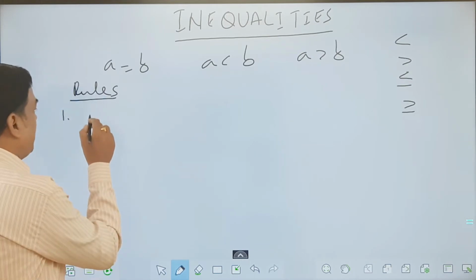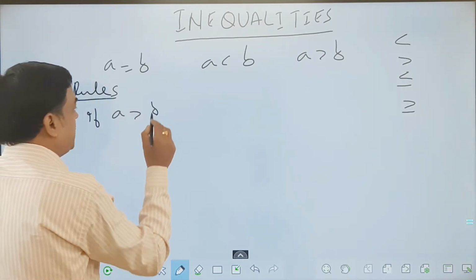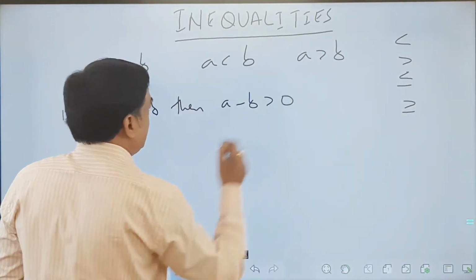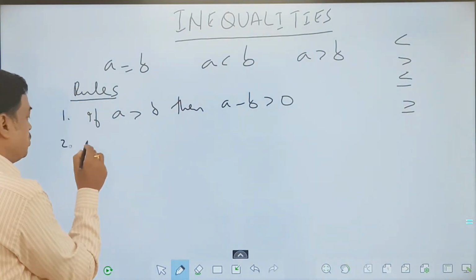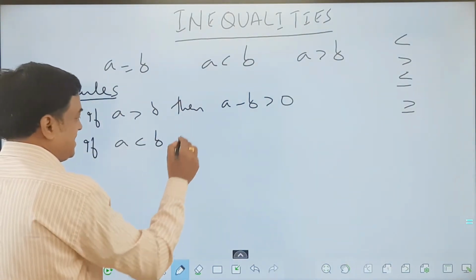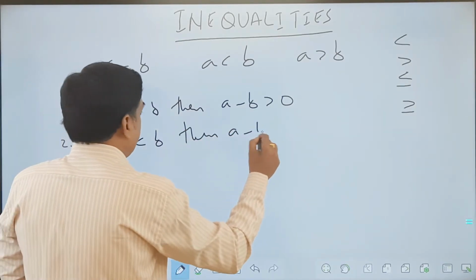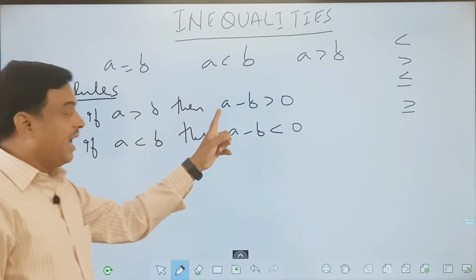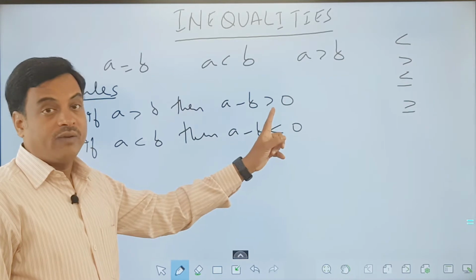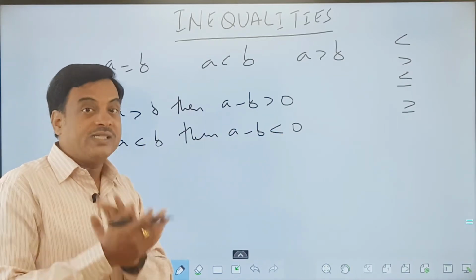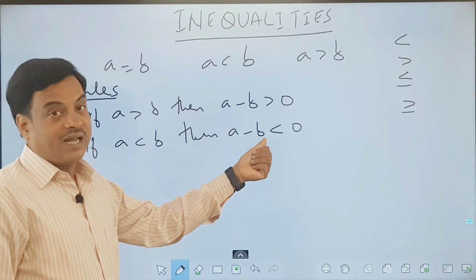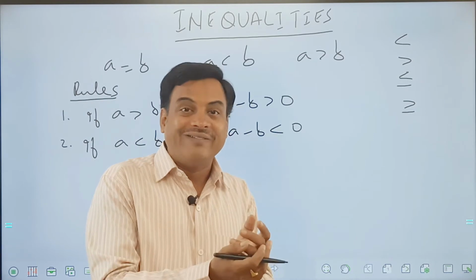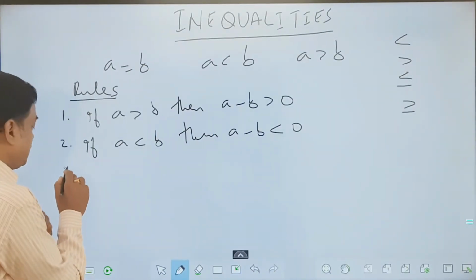The first one: if I say A is greater than B, then A minus B will definitely be greater than 0. Rule number 2: if I say A is less than B, then A minus B will be less than 0. If A is greater than B, A is a larger value and B is a smaller value, larger value minus smaller value gives a difference which is always positive, and smaller value minus larger value will give a value which is always less than 0, or negative. Okay, all of you?